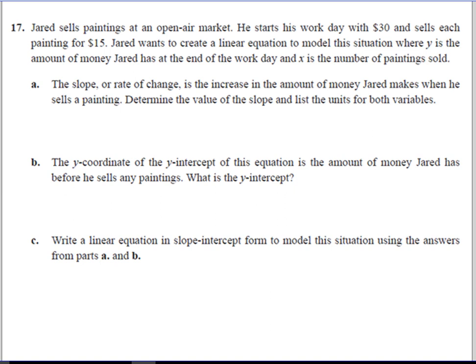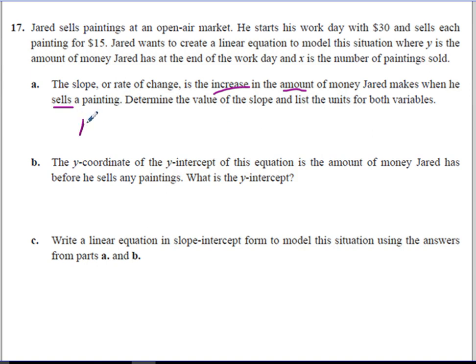And now let's look at our last story problem. Jared sells paintings at an open air market. He starts his workday with $30 and he sells each painting for $15. Jared wants to create a linear equation to model the situation where y is the amount of money Jared has at the end of the workday and x is the number of paintings sold. So the slope or rate of change is the increase in the amount of money Jared makes when he sells a painting. Determine the value of the slope and list the units for both variables.